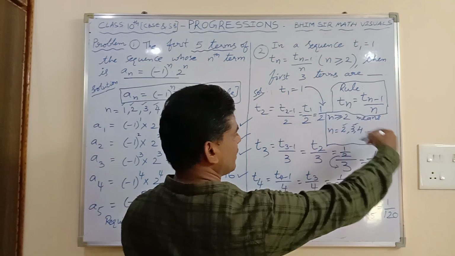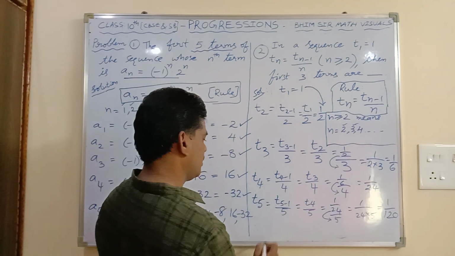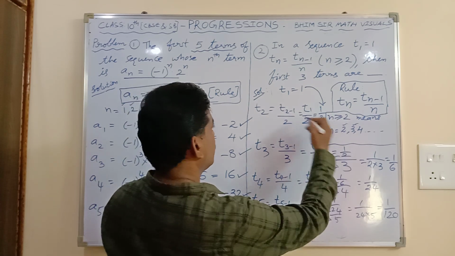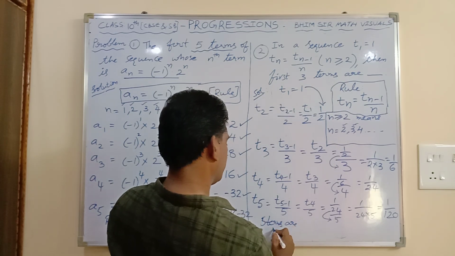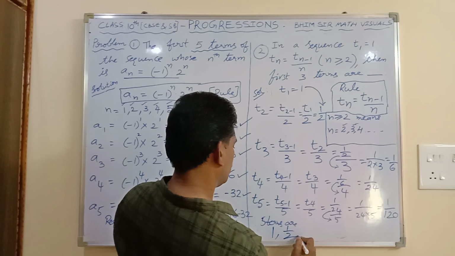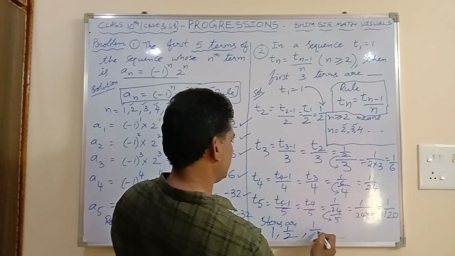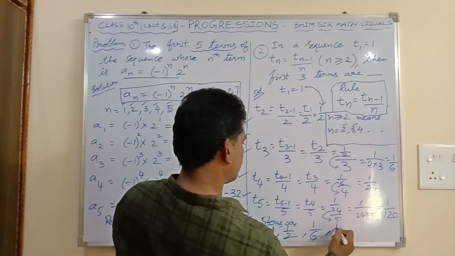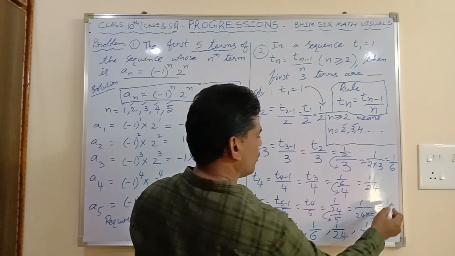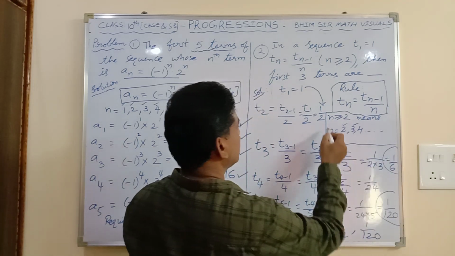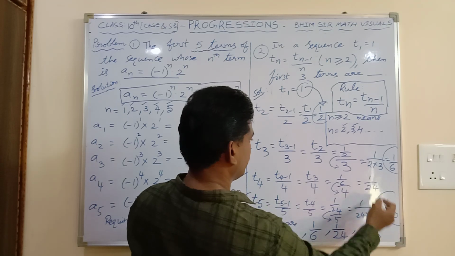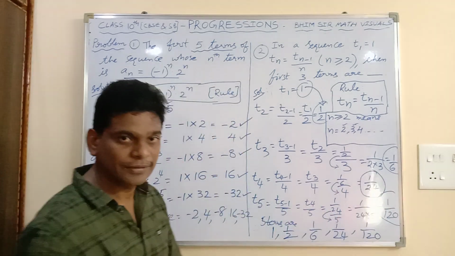These are the first 5 terms. Therefore, the first 5 terms are: first one is 1, second one is 1 by 2, third one is 1 by 6, fourth one is 1 by 24, and the last one, the fifth, is 1 by 120. See, these are the required results. Okay.